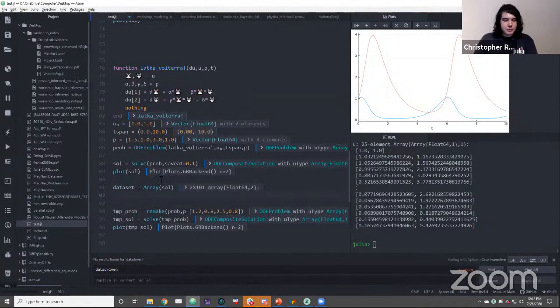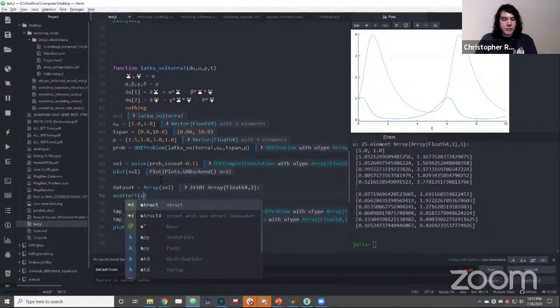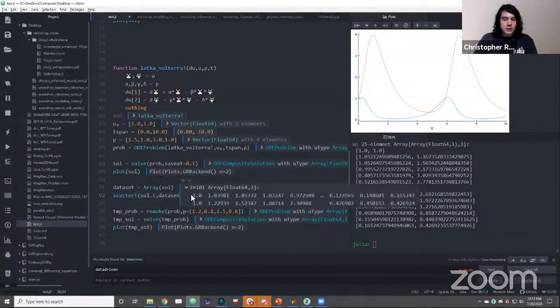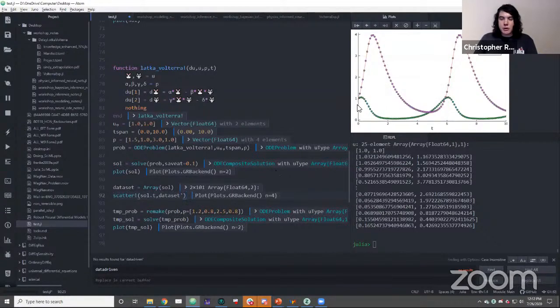And we can then do a scatter plot of the time points and the data set points. You do need to transpose this because the data set does time in rows by default, and the plotting library does time in columns by default, so we just needed to put a transpose there. But you can see that we've now turned our continuous ODE solution into these discrete points, which is now our data set. So this is our data.